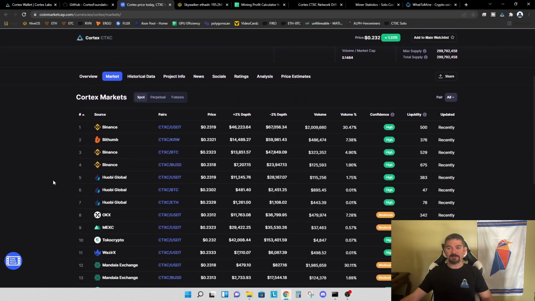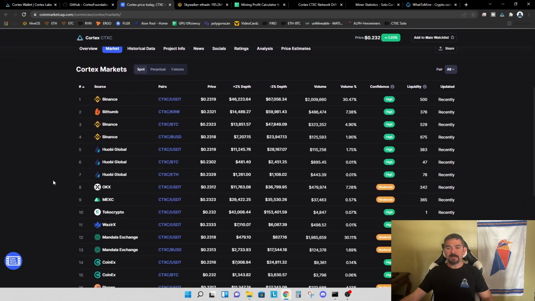And now we're going to talk about the second gotcha. If you are looking to sell or trade the Cortex that you are mining and you live in the United States, it is going to be extremely difficult, if not impossible. If you look at all of the marketplaces that support Cortex, you do see Binance on the list, but Binance.us does not support Cortex. So unless you are able to use Binance in your geographic region, you are not going to be able to easily trade or sell Cortex.